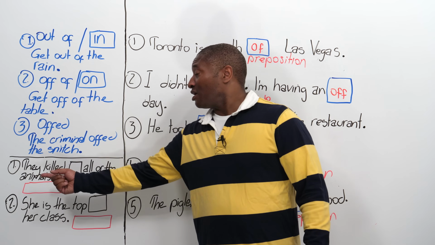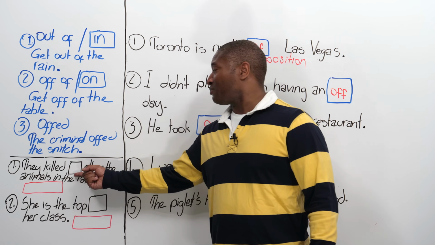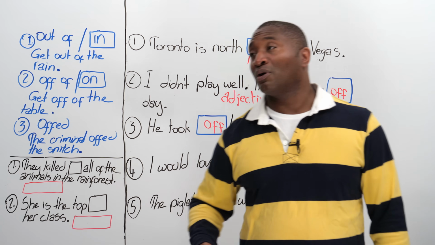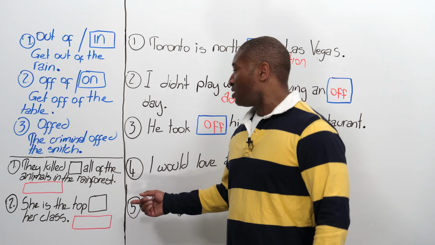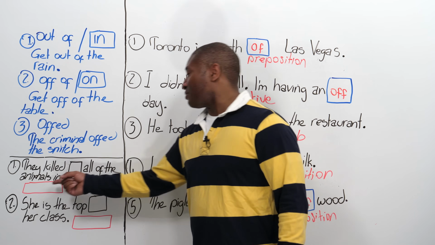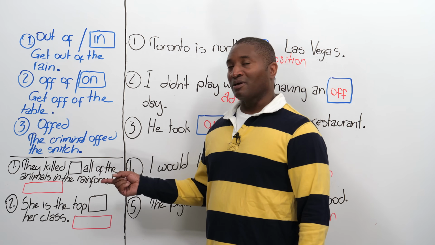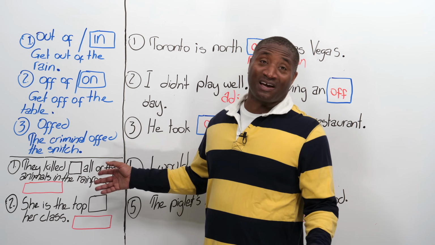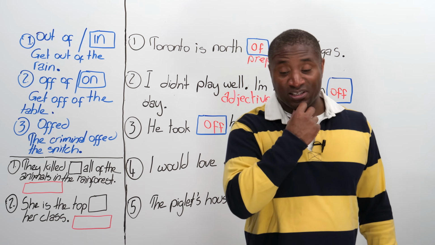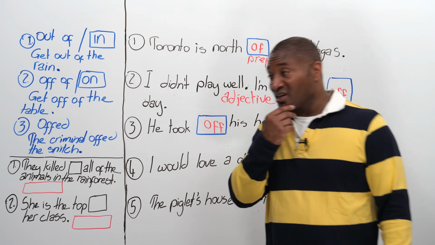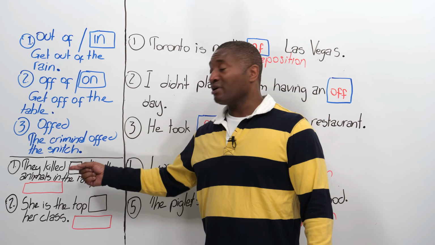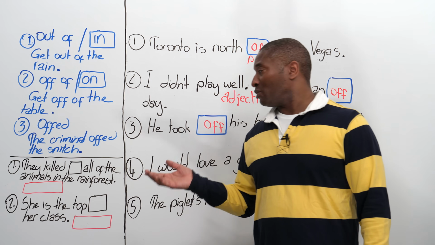But first, your first question is, they killed something, and I want you to use either the preposition of or the preposition off to finish the statement. They killed something, one of these, all of the animals in the rainforest. I've given you a little bit of help because I'm not a bad guy. You're going to have to figure that out. And then I want you to put down, is it a preposition, an adverb, or an adjective? So put the answer, and then beside it, put adjective, preposition, or adverb.